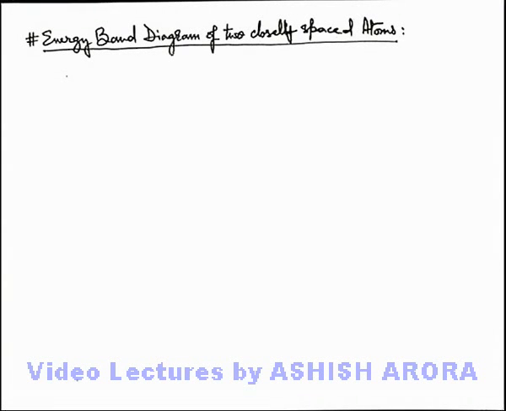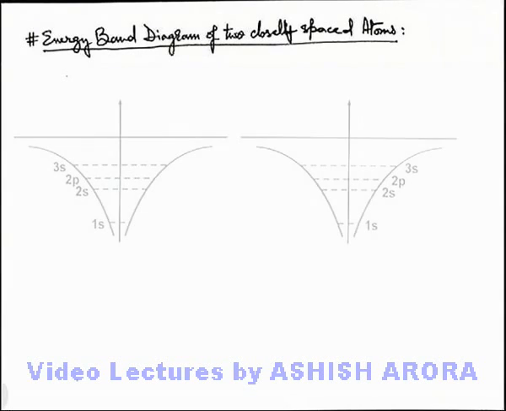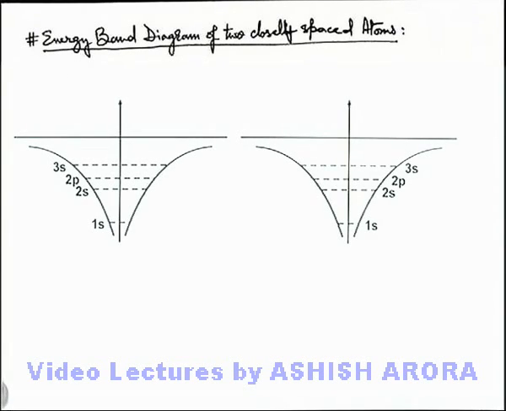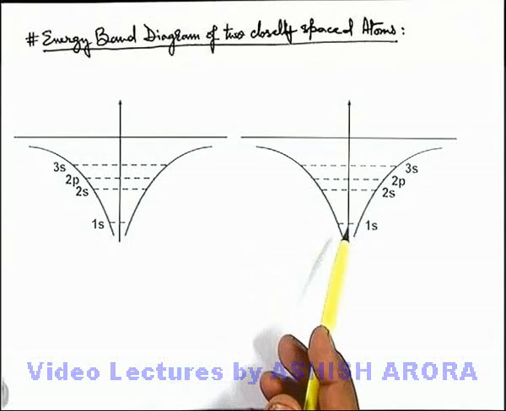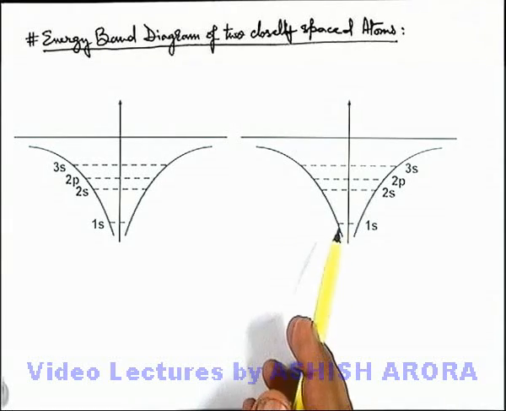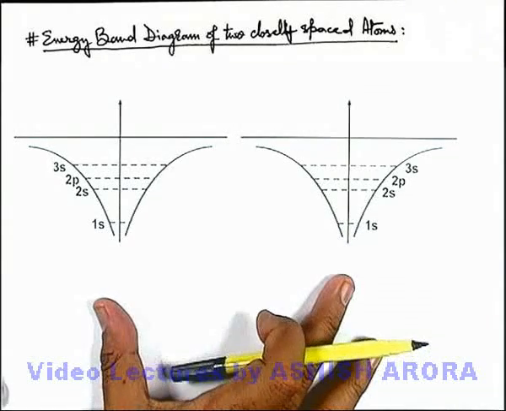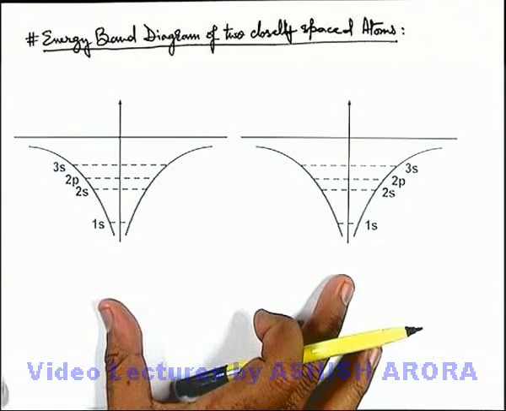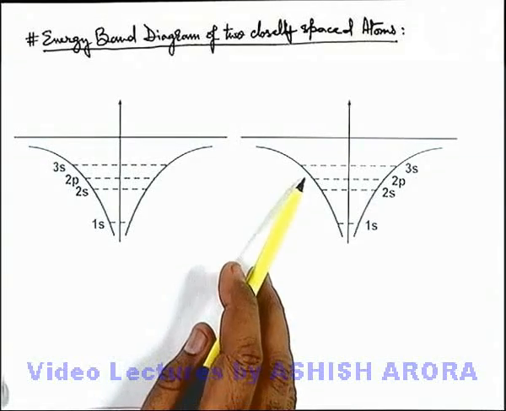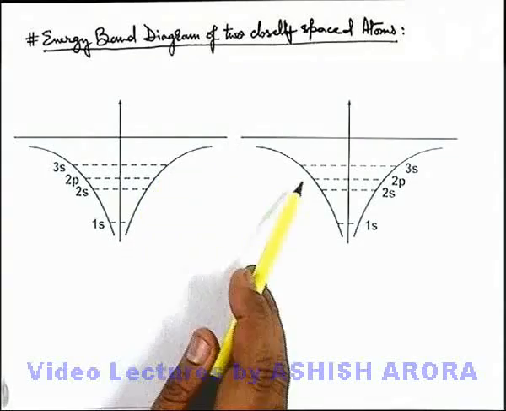Now let's discuss the energy band diagram of two closely spaced atoms. Here you can see there are two energy band diagrams for two different atoms which are closely spaced. But in this situation, the separation between the two atoms is so large that the energy of one electron in one atom is not affected by the other.